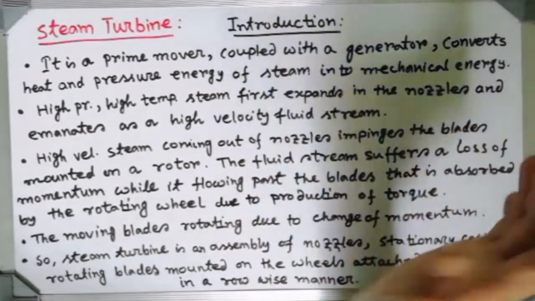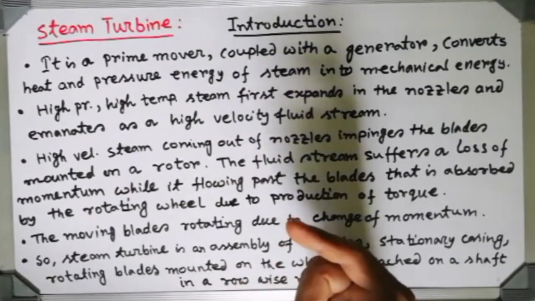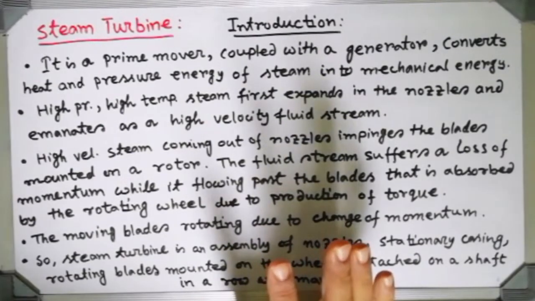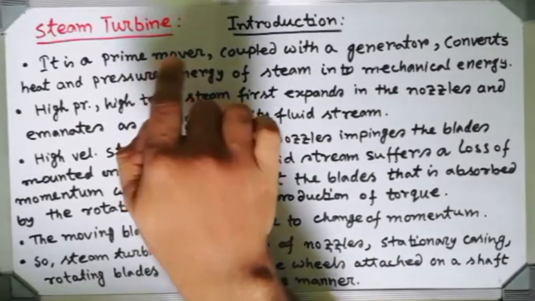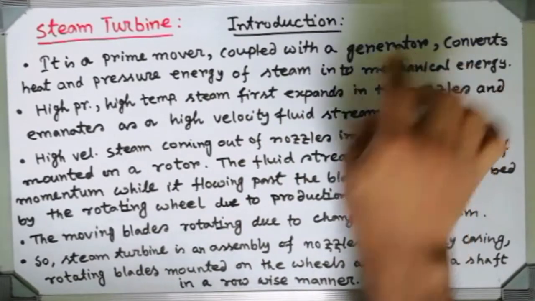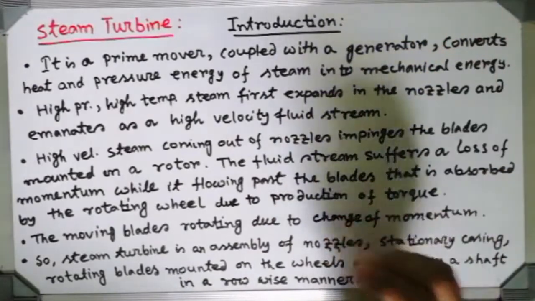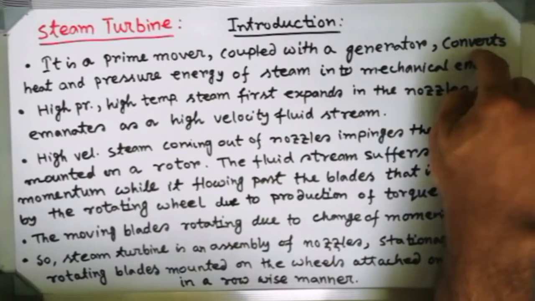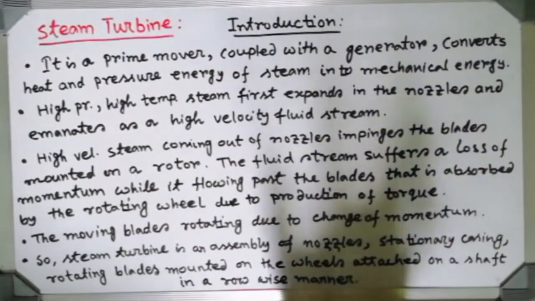We all know from our childhood knowledge that if you rotate a circular member inside a stator coil, due to the cutting of flux, electricity will be generated. So that prime mover I am talking about, the steam turbine, has its output coupled with the generator. As a result, the generator will produce some electrical energy. I have also written over here: converts heat and pressure energy of steam into mechanical energy.